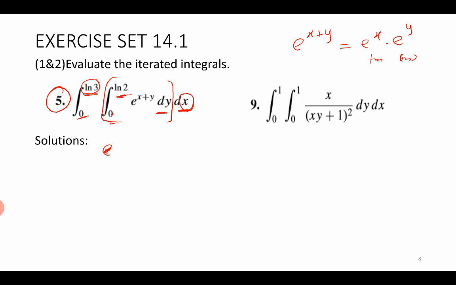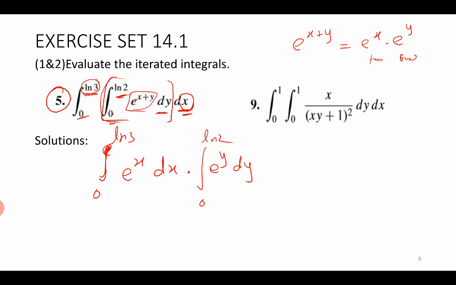So remember that inner integration takes its limit here. Limit of y is 0 to ln 2. So I separate this one like this: integral 0 to ln 3, which is the limit of x, e raised to x dx, multiplied by another integral, e raised to y dy, 0 to ln 2. This is possible when you can separate this function as a product of a function of x and a function of y, right? So the integrations are independent actually.